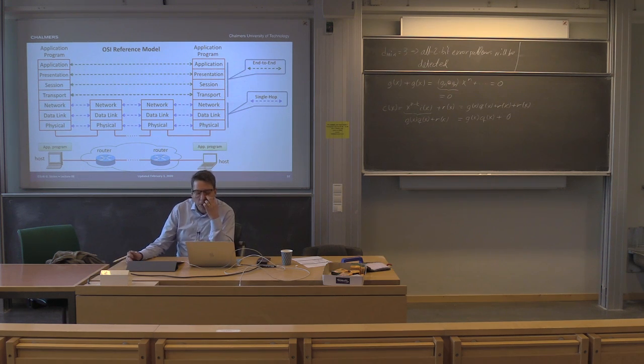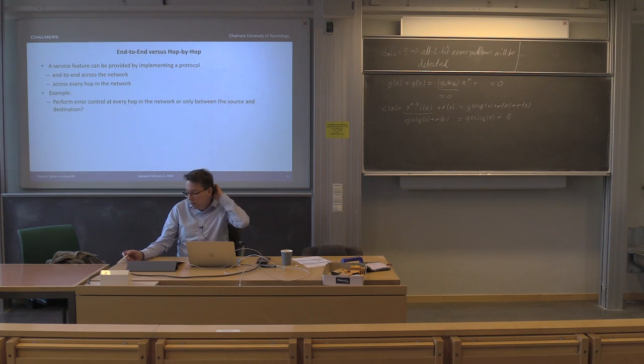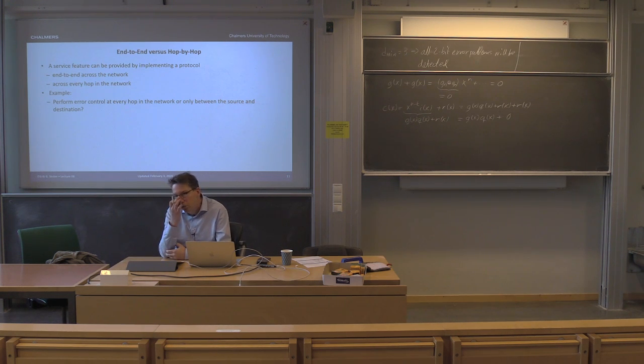Now, we know that on the physical layer here, every now and then there will be errors. That's just in the nature of things. Channel noise will make it impossible to always communicate perfectly. So when doing end-to-end and hop-to-hop error control, where should we put our emphasis on fixing errors? A service feature in general can be implemented by a protocol end-to-end across the network or across every hop in the network.